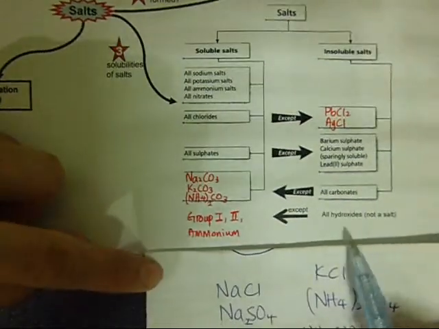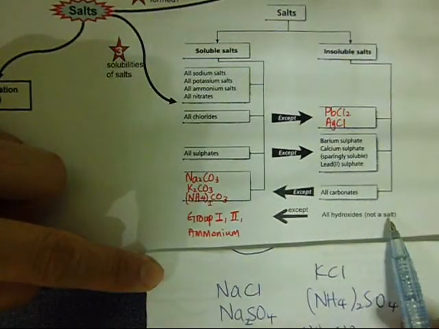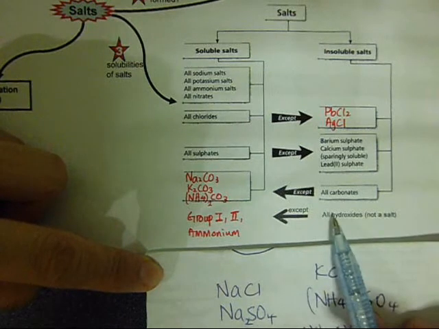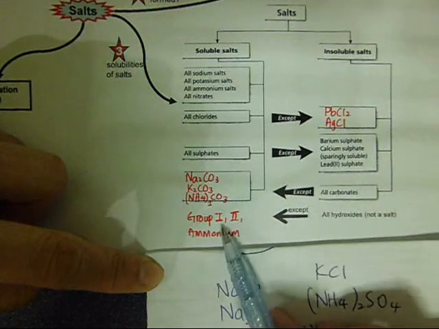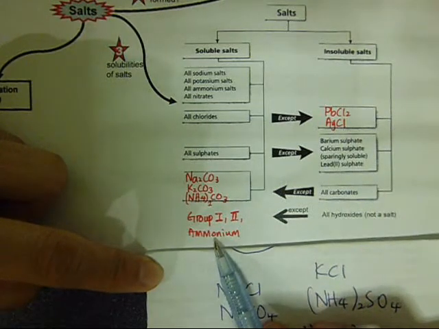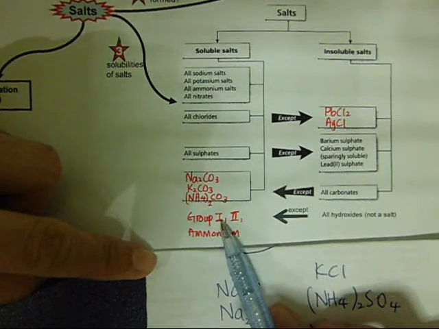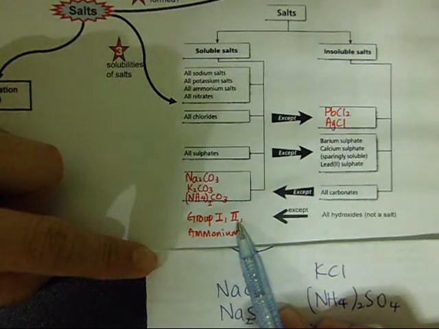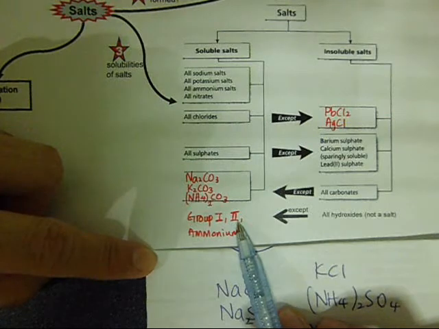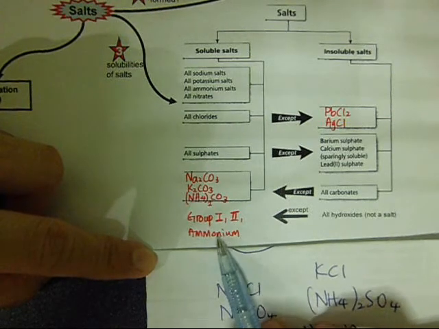And lastly, hydroxides. Even though hydroxide is not a salt, you still have to know its solubility. All hydroxides are insoluble except group 1, group 2 and ammonium hydroxide. Sodium is in group 1 of the periodic table, so sodium hydroxide is soluble. For group 2 elements, for example calcium, calcium hydroxide is also soluble. Barium hydroxide is also soluble.